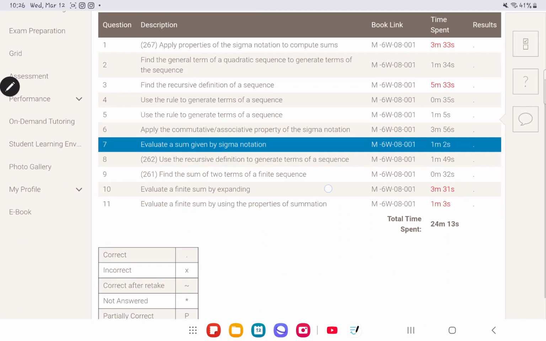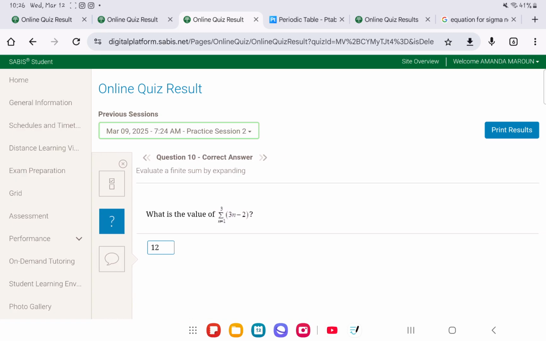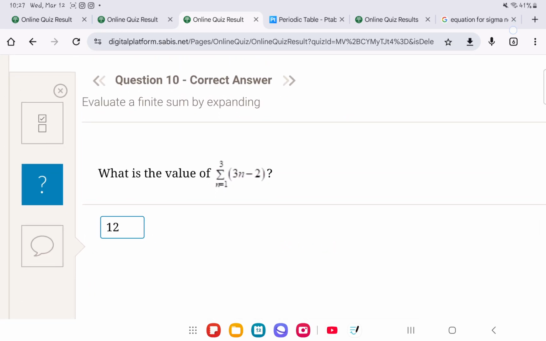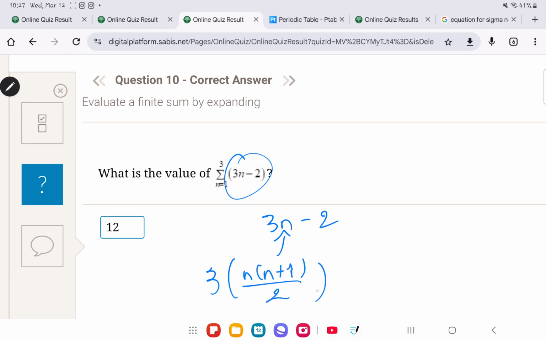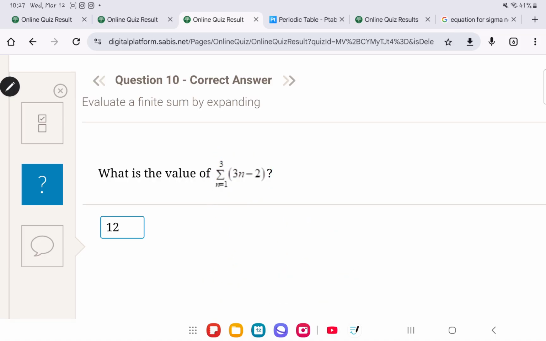Now question number 10. Here, you're gonna take this 3n minus 2. Instead of n, you are gonna put 3 times n plus 1 over 2 minus 2n, and then you will substitute the n with 3, and you will get an answer of 12.